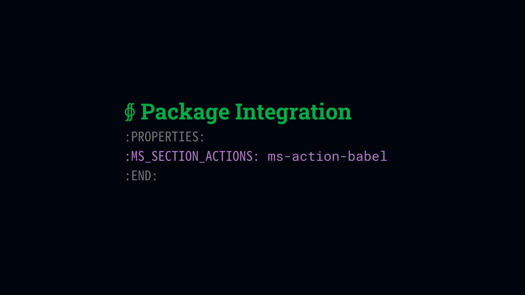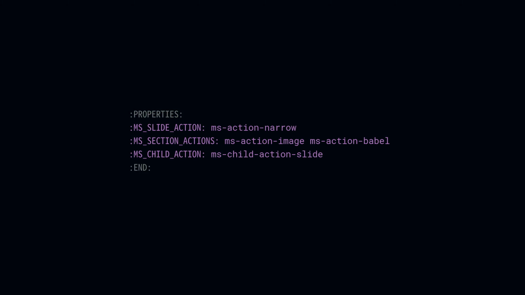Because one of the common use cases is to change one behavior without changing the other behaviors, I divided it into 3 properties. There is an action for the slide, an action for the child, and then we can run some actions within this section. That's all the stuff that's between the heading and the children.